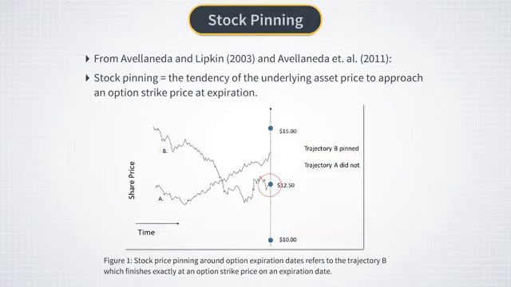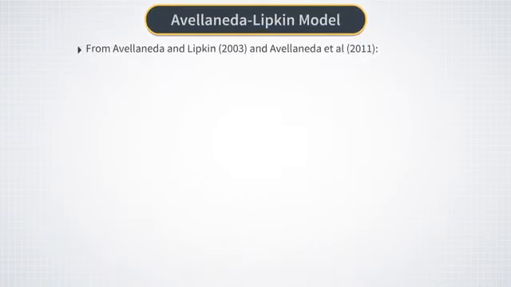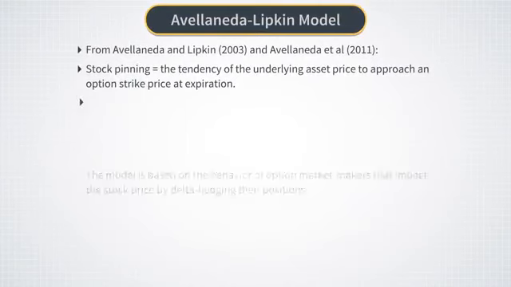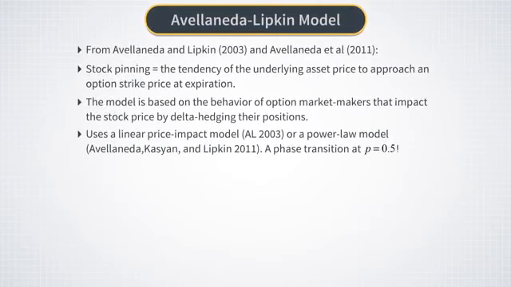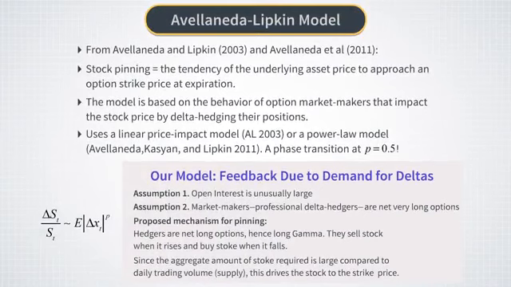And this is very remarkable because it provides a strong trading signal at this time. In other words, stock dynamics becomes quite predictable during such periods and therefore also potentially exploitable. The Avellaneda-Lipkin model is based on the behavior of option market makers that impact the stock price by delta hedging their positions. In their first paper, they considered a linear impact function, while in the second paper, they extended the analysis to a general power law.